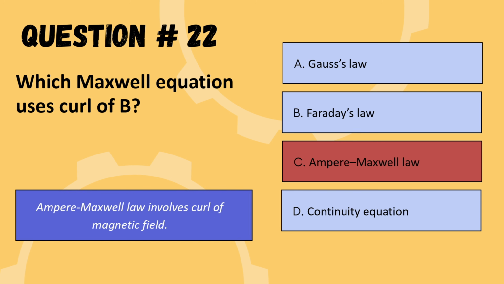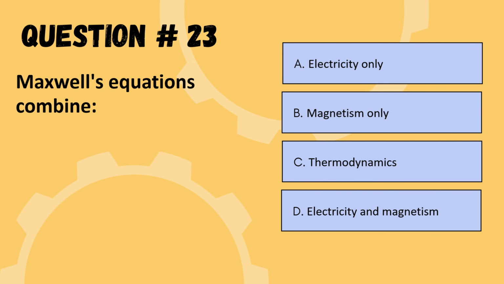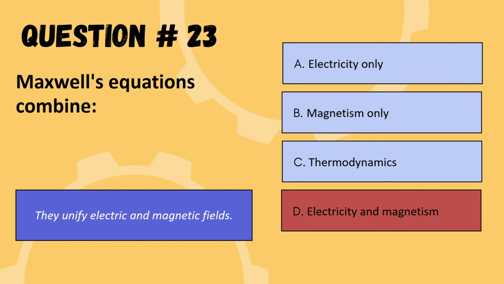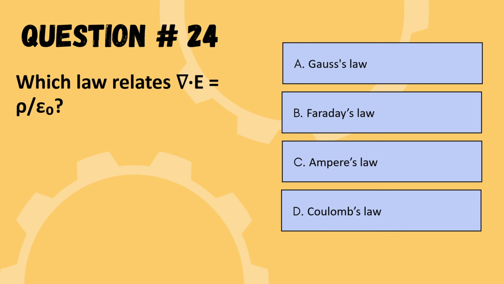So we are moving to the next question. Next question is, Maxwell equation combines. Options are electricity only, magnetism only, thermodynamics, or electricity and magnetism. So the correct option is option D, electricity and magnetism. So we are moving to the next question. Next question is, which law relates del dot E is equal to rho by epsilon naught? So the options are Gauss law, Faraday law, Ampere's law, or Coulomb law. So the correct option is option A, Gauss law.